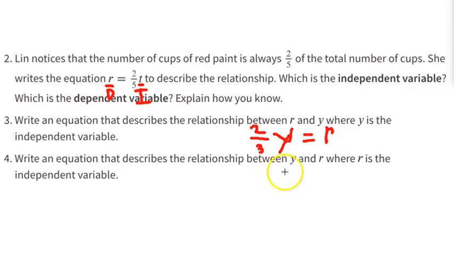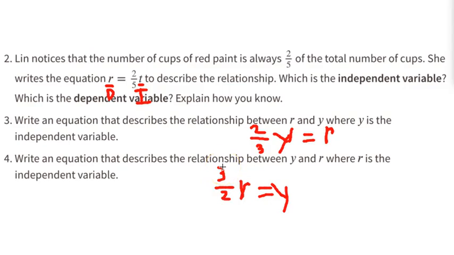What about if we do the opposite, where R is the independent variable? Well, can't we use what we used before to help us? Yeah. What are you going to put? It's going to be 3/2, right? Because for every 2 cups of red, we have 3 yellow.